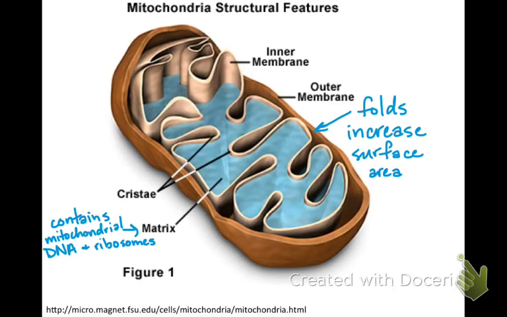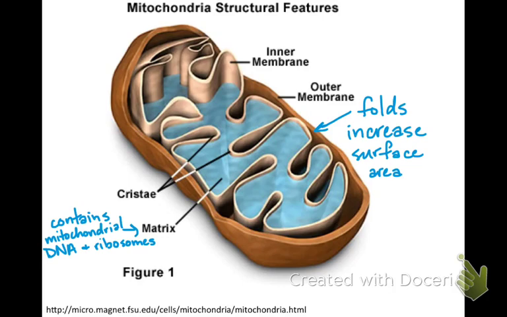So, yes, this organelle has its own DNA. It can make some of the proteins it needs for cellular respiration, but other proteins needed for cellular respiration it has to get from genes stored inside the nucleus. So it can't do it all on its own.